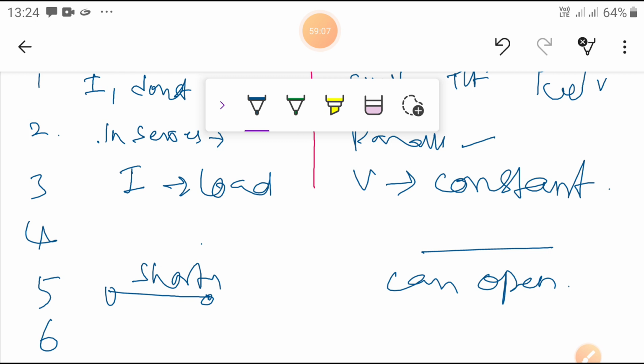Next, sixth point. In case of CT, the primary current is independent of the secondary current. So the primary current does not depend on the secondary. In case of PT, the primary current is dependent on the secondary current, so it acts as a simple normal transformer. So I1 is equal to I0 plus I2 dash, a vector sum. In this case it depends.